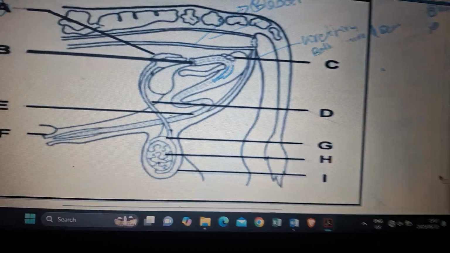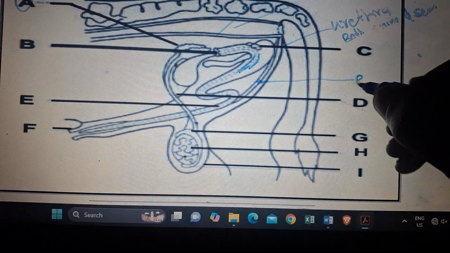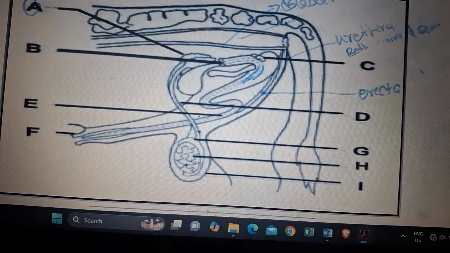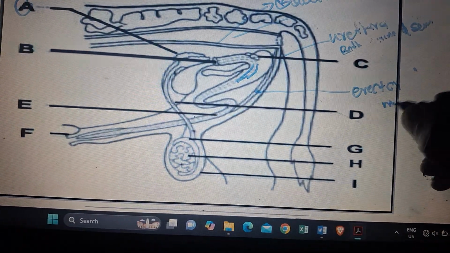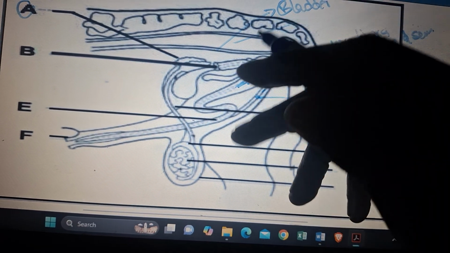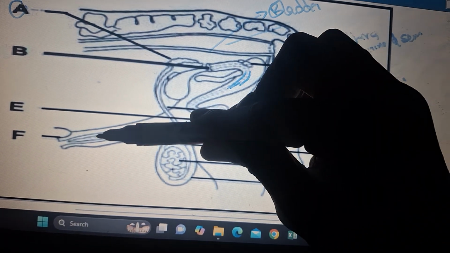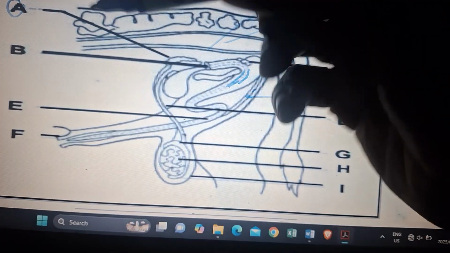Then the erection is controlled by this muscle. It is called an erector muscle. When this muscle contracts, the S-shaped sigmoid flexure changes to a straight shape. So this S shape will change and be straight. And if it becomes straight, then we know that the penis will protrude out of the prepuce.